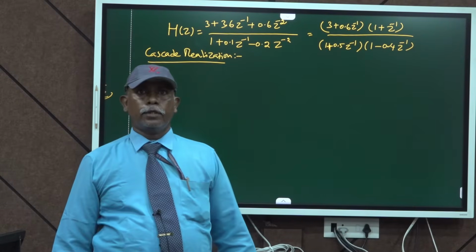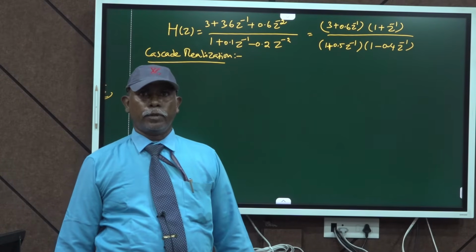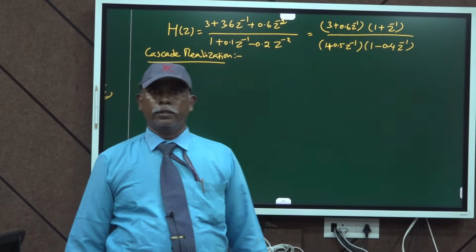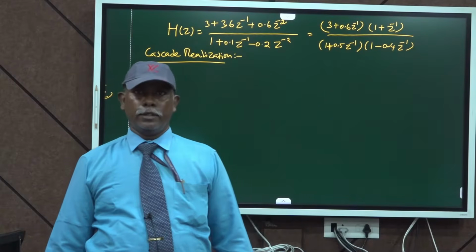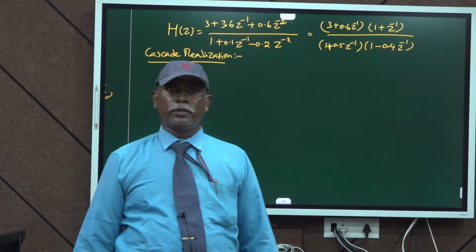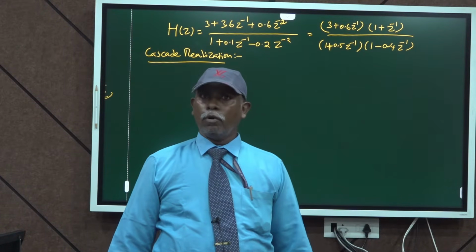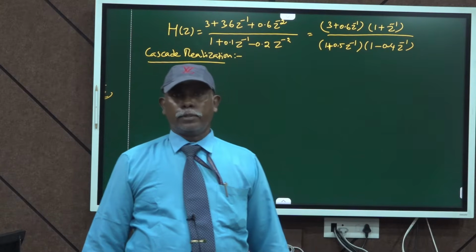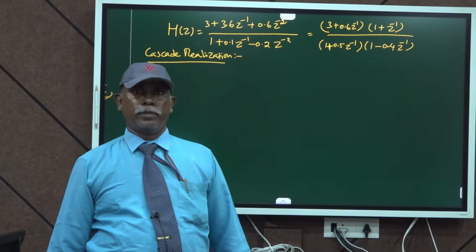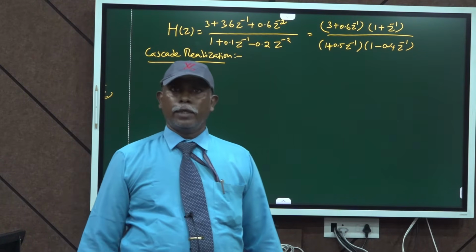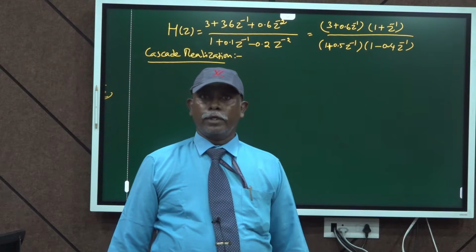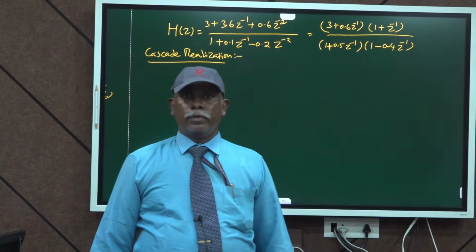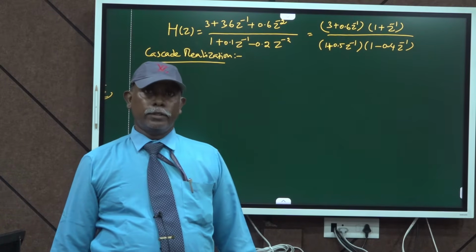Dear students, we are coming to the third part of the problem, which is cascade realization. Cascade means connected in series. If two transfer functions are connected in series, the overall function can be represented as a cascade transfer function, or cascaded system. How do we represent our overall function in cascade form? It is very, very simple.